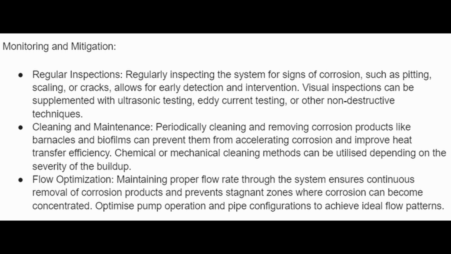Cleaning and maintenance. Periodically cleaning and removing fouling products like barnacles and biofilms can prevent them from accelerating corrosion and improve heat transfer efficiency. Chemical or mechanical cleaning methods can be utilized depending on the severity of the buildup. Flow optimization. Maintaining proper flow rate through the system ensures continuous removal of corrosion products and prevents stagnant zones where corrosion can become concentrated. Optimize pump operation and pipe configurations to achieve ideal flow patterns.